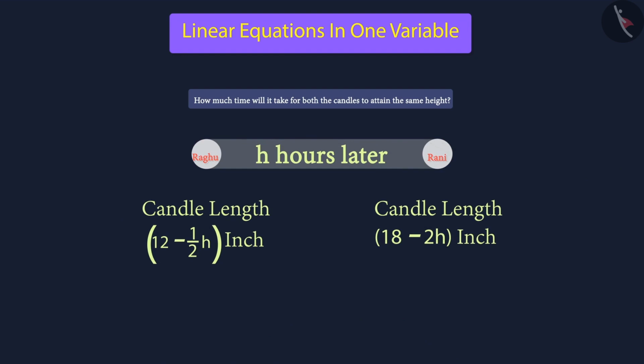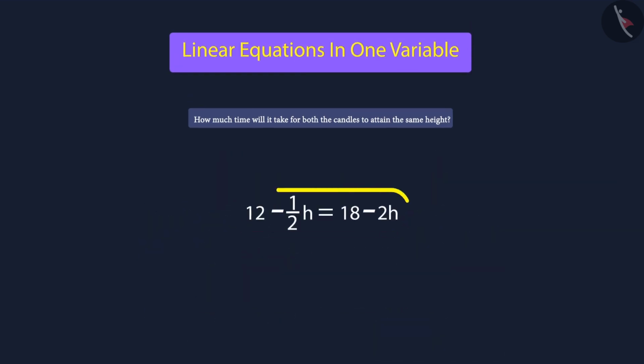Further, we must find the value of h for which both candles will have the same length. Thus, the values of the two expressions will be the same. So this is our linear equation in variable h. But again, there are variables on both sides of the equation. Let us now put the terms with the variable h to the left of the equation and move all the constants to the right side of the equation.